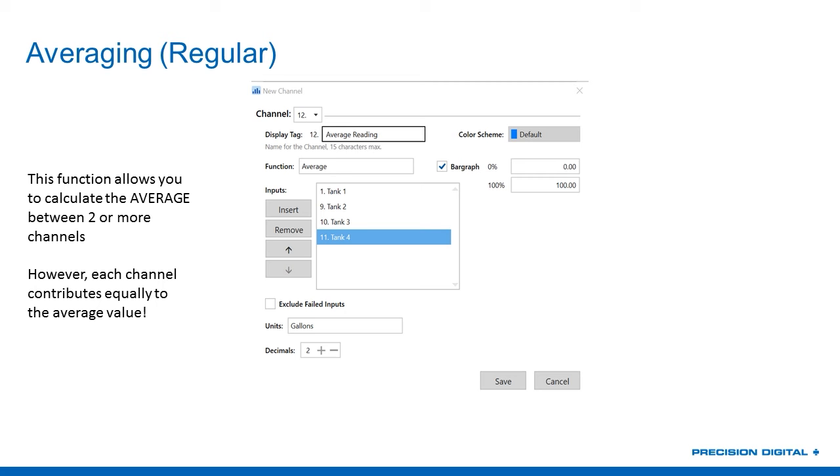The one thing I want to mention about this averaging function is that each item or each channel you have on that list is going to contribute to the average evenly. So, for example, if you only had 2 items that you were looking to average, each of those items is going to contribute 50% to the average. And if you had 4 items like I do on this screen, they're each going to contribute 25% to the average. However, what if we don't want to do that?